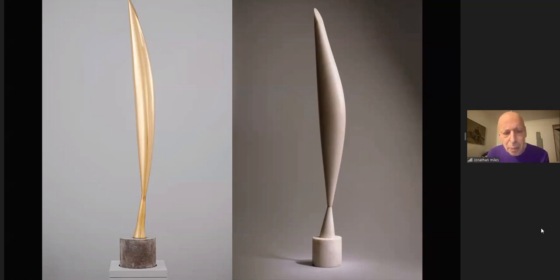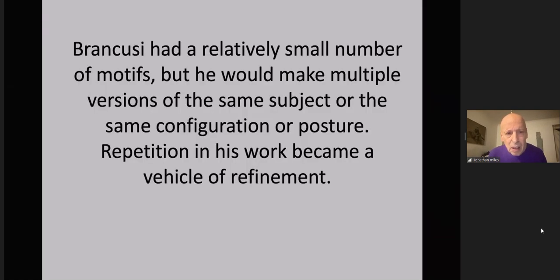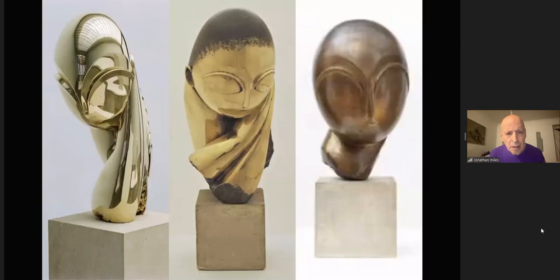And this is Brancusi, the Bird in Space, who took a single motif and tended to repeat it in different materials and different configurations. Brancusi had a relatively small number of motifs, but he would make multiple versions of the same subject or the same configuration or posture. Repetition in his work became a vehicle of refinement. So from Monet to Mondrian to Brancusi, a different relationship to repetition. Again, this is Brancusi.